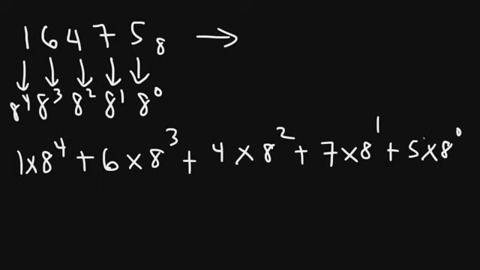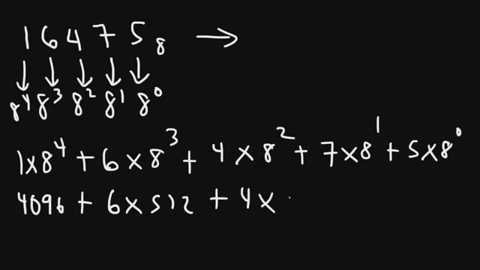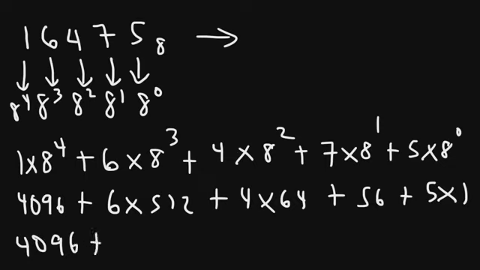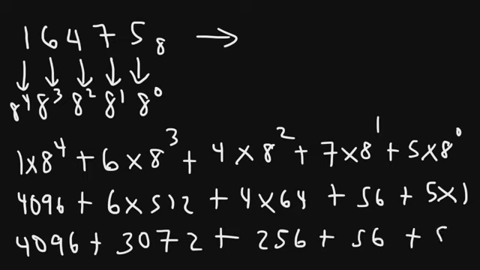Now 8 raised to the fourth power. If we multiply 4 8s together, 8 times 8 times 8 times 8, that's 4,096. Now 8 to the third, we know it's 512. And then 8 squared is 64. 7 times 8 is 56. And then 8 to the 0 is 1. So we have 4,096. And then 6 times 512, that's 3,072. And 4 times 64 is 256. And then plus 56 plus 5.